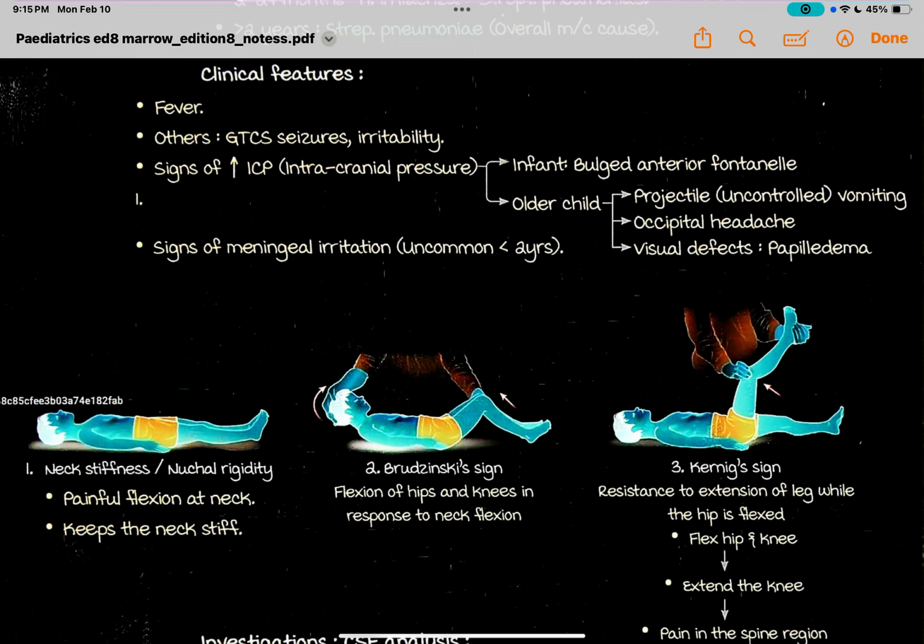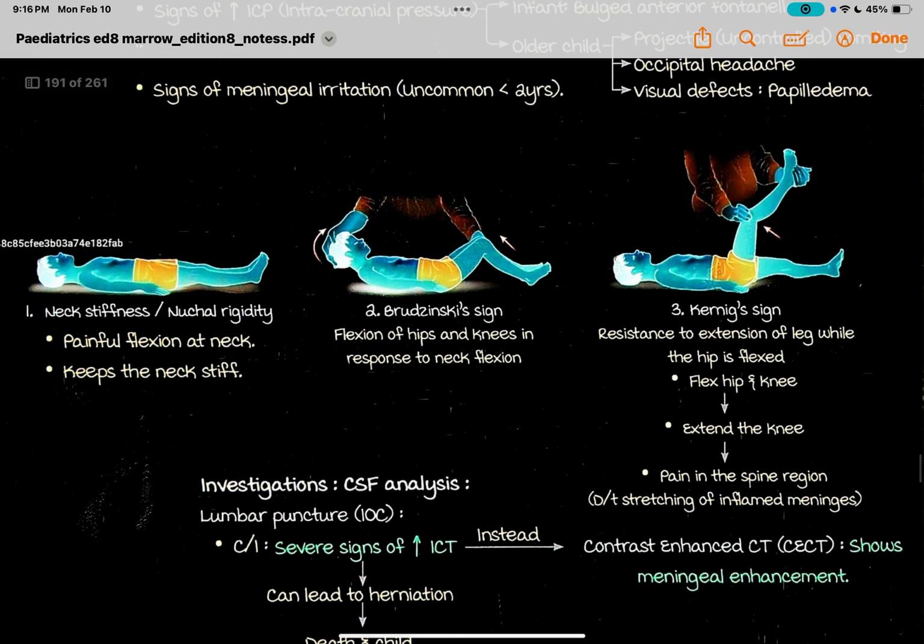Neck stiffness, nuchal rigidity, painful flexion at neck, keeps the neck stiff. Brudzinski sign: flexion of hips and knees in response to neck flexion. Kernig sign: resistance to extension of leg while the hip is flexed. So they won't let you extend their legs when the hip is flexed. Flex hip and knee, extend the knee, pain in the spine region due to stretching of inflamed meninges. That is called Kernig sign.